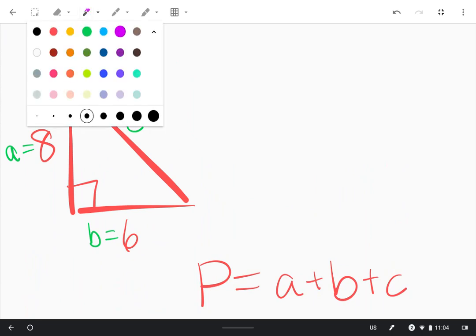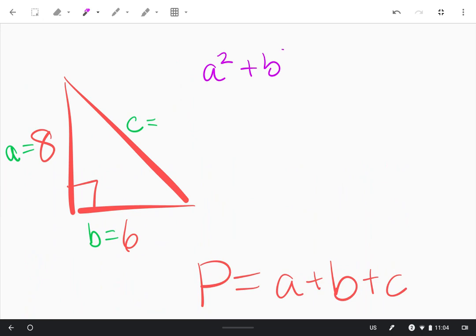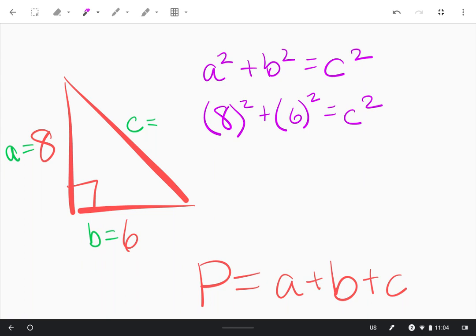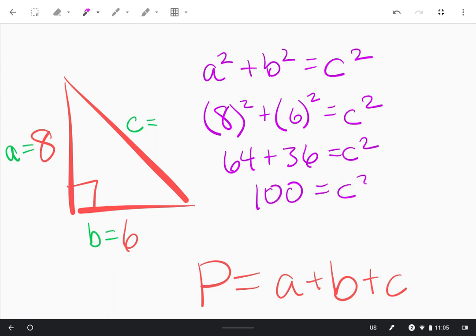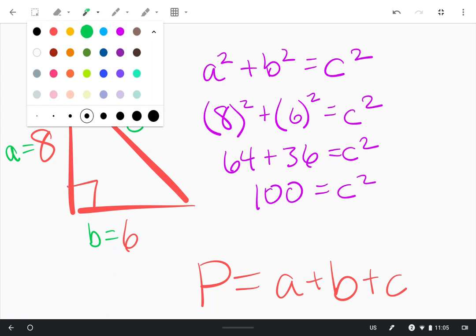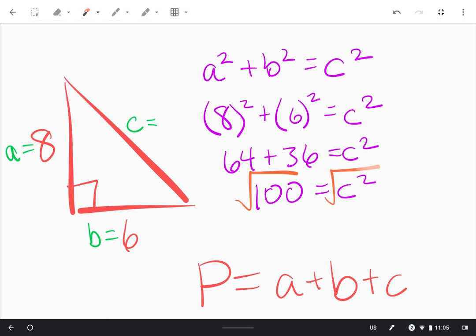So let's go back to what we know about the Pythagorean theorem. The Pythagorean theorem is the following formula: a squared plus b squared equals c squared. So you know a and b, so we're going to plug those values in. A is 8, so we do 8 squared plus 6 squared equals c squared. 8 squared is 64. 6 squared is 36. 64 plus 36 is 100. 100 equals c squared, so then we take the square root of both sides, and we get c equals 10. So that's the value for c.